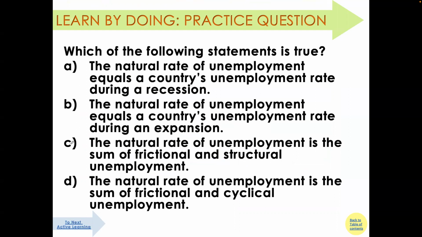B, natural rate of unemployment equal to the unemployment rate during expansion. It's the same mistake as A. C, natural rate of unemployment is a sum of frictional and structural. Okay, so that's C, right? So this is by definition.